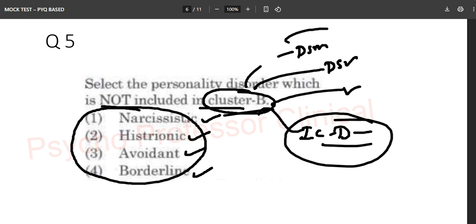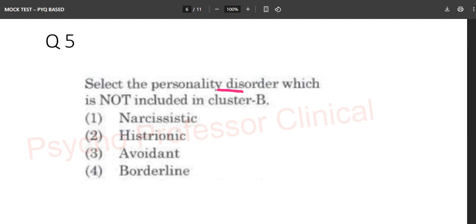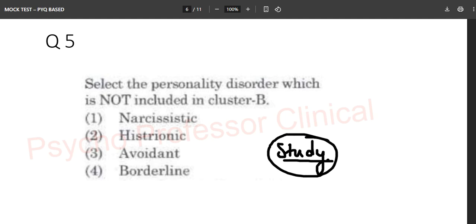What is not included in cluster B? So first of all, you need to understand about cluster B, and then which of the following is not included. You have to answer that. For this, you have to study and try to attempt these sorts of questions. If you find these difficult, you have to learn more, read more, and try these kinds of questions more.